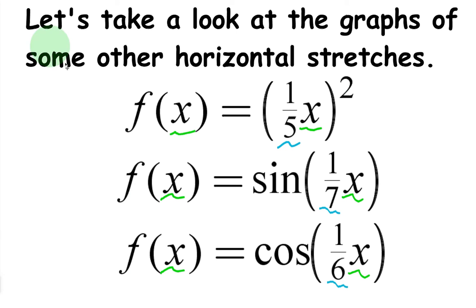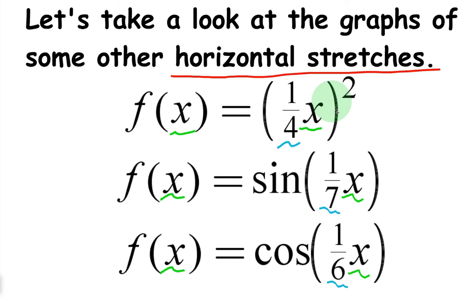Alrighty, now we're going to take a look at some more horizontal stretches. Again, it's like taking a string and pulling both ends. First, we're going to look at f of x equals 1/5 x quantity squared. Actually, you know what? Let's do 1/4. Okay, so f of x is equal to 1/4 x quantity squared.